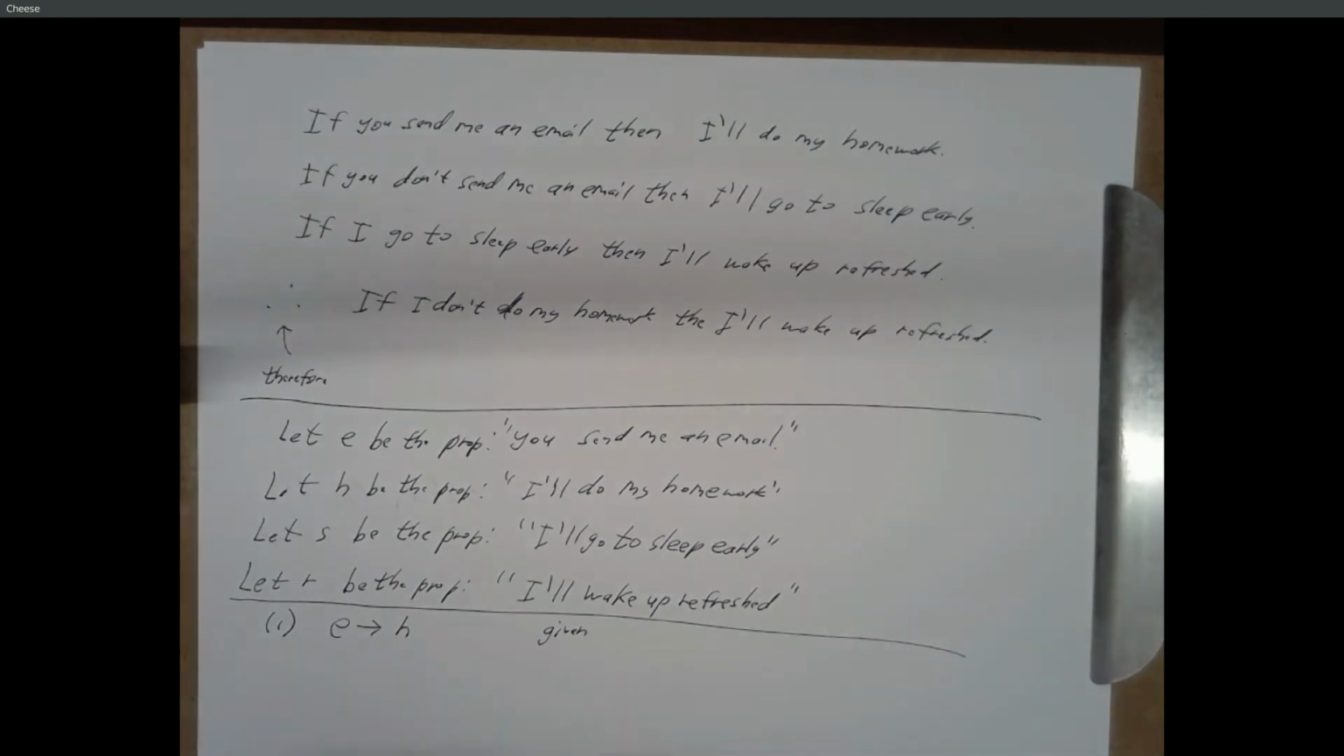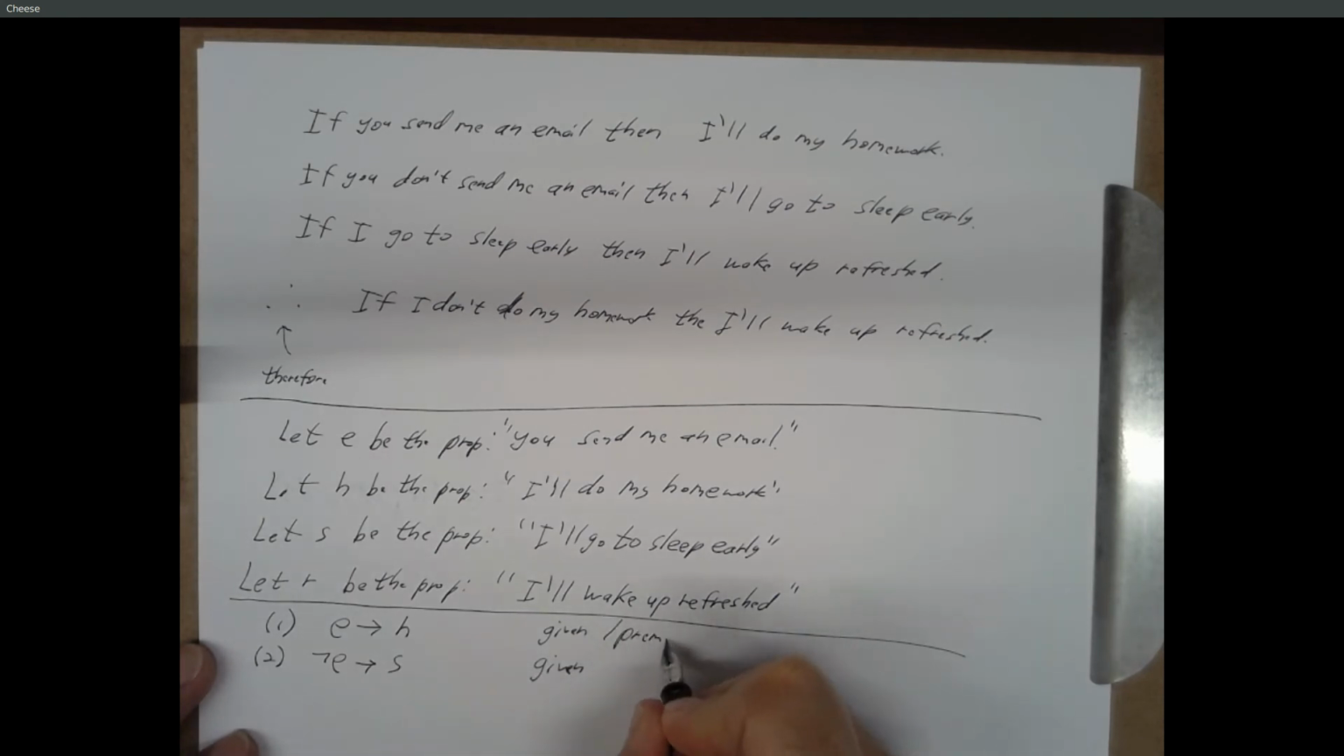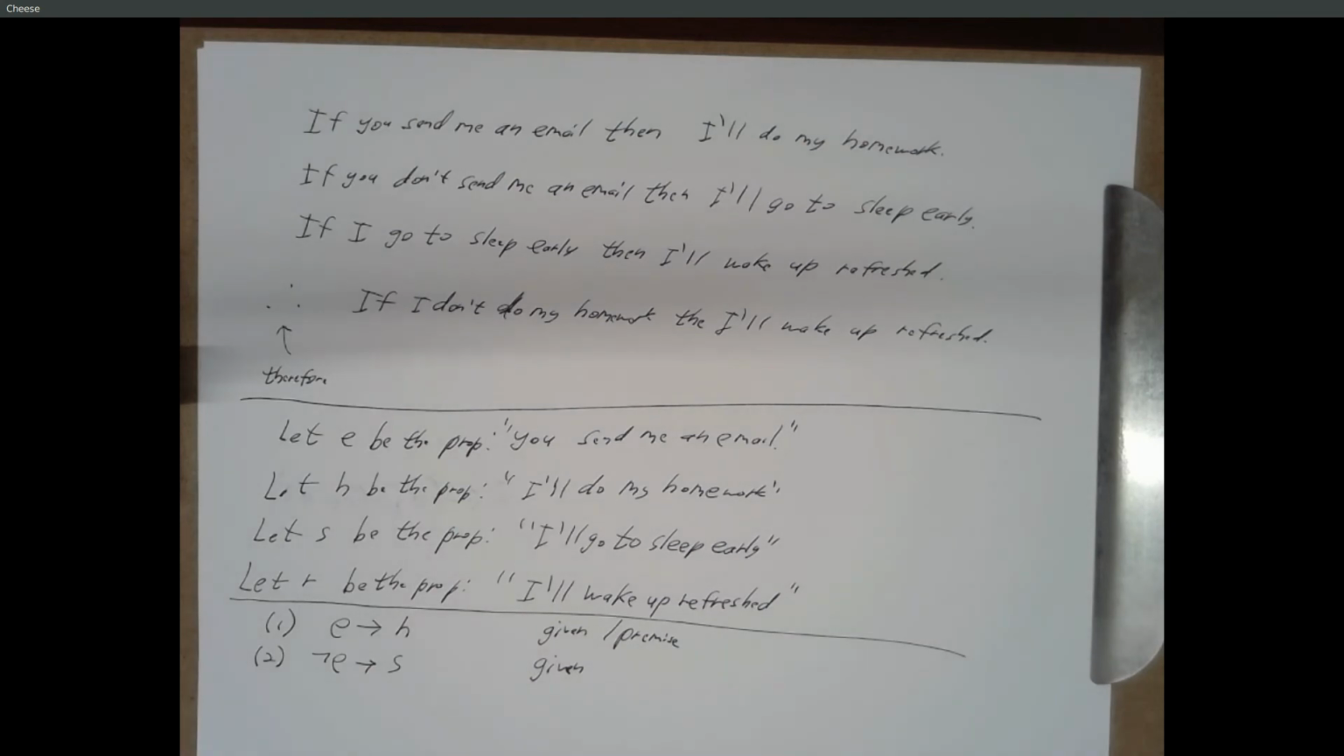Okay, what about the second statement? If you don't send me an email, I'll go to sleep early. What does that look like? If not E, then S. And that's also given. Sometimes these are called a premise. Something we're presuming. Okay, what's the third statement, which is also given to us? If I go to sleep early, then I'll wake up refreshed. Now, what we're trying to show is this 4th statement.